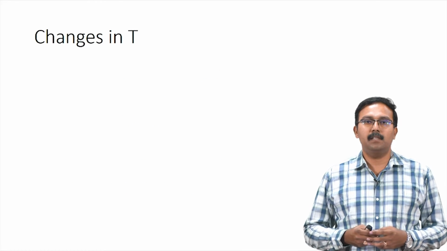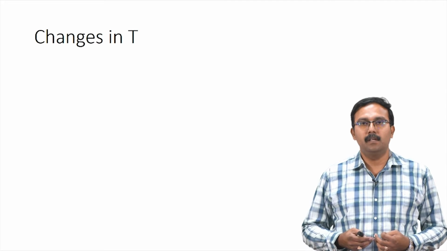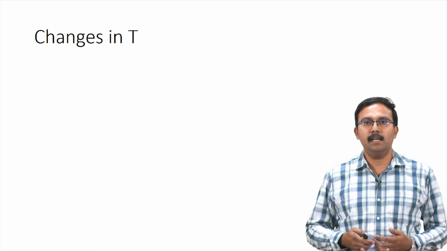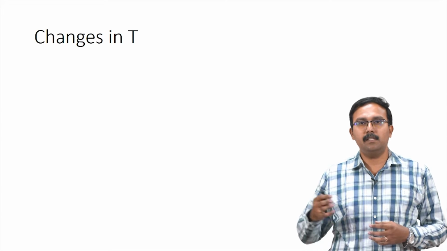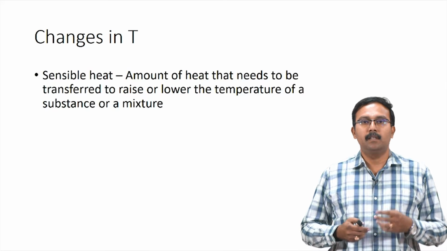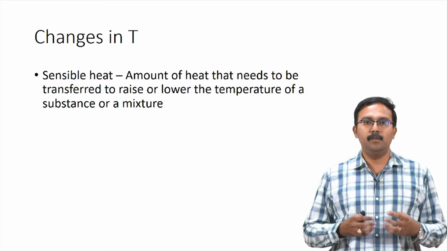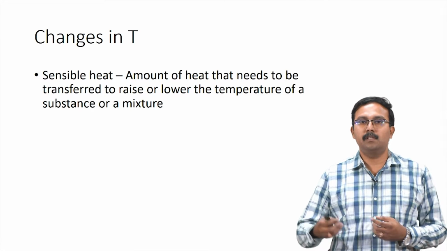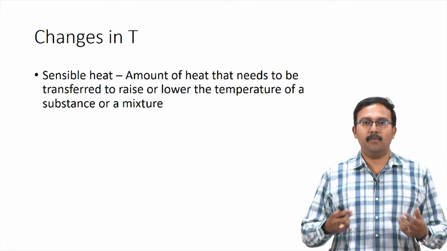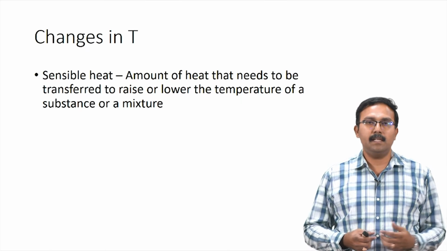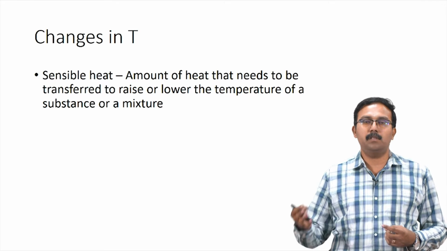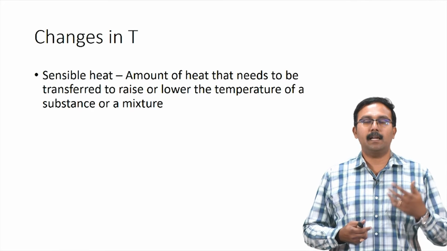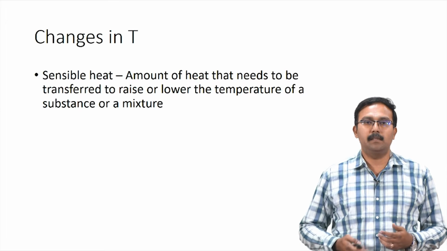The next type of process is where you have changes in temperature. For these processes, when there is a constant pressure and temperature is changing, we have to account for change in internal energy and change in enthalpy. Sensible heat is the term used to define the heat which is transferred to the system to raise or lower the temperature of a substance or a mixture. So, when there is change in temperature, there is sensible heat supplied to the system. This heat is absorbed by the system and the temperature increases because of this heat supplied.